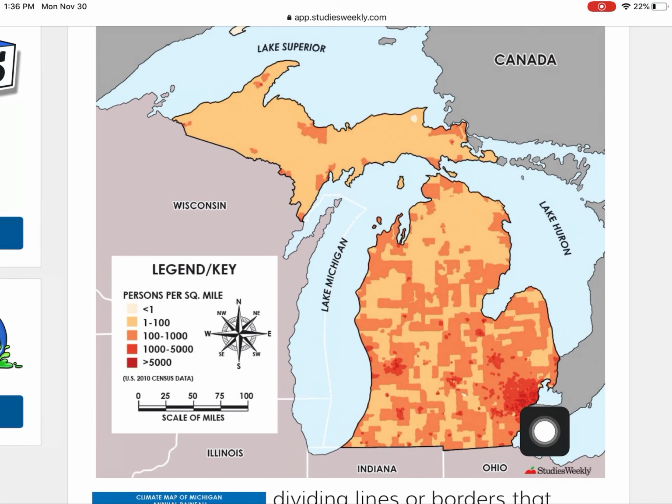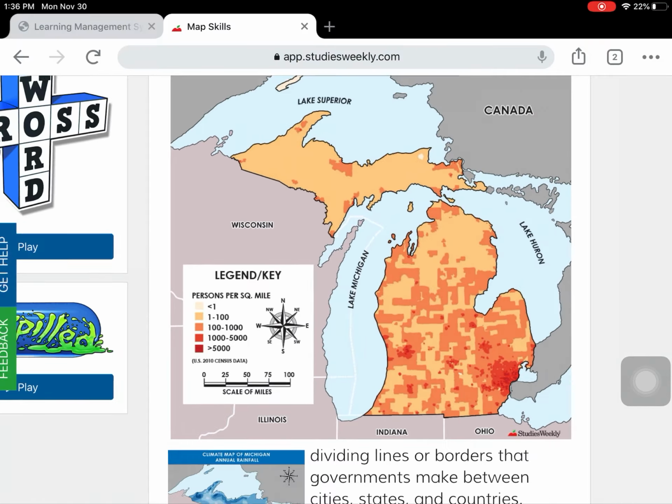This cluster of red is going to be Detroit. That is the most heavily populated area in Michigan, which means it has the most people, and that's why we see that dark red over in that area. The map is telling us that this is where the most people are in this population map.